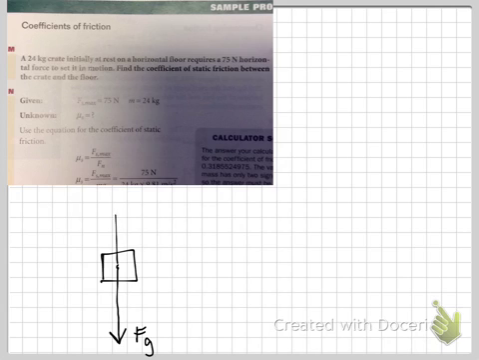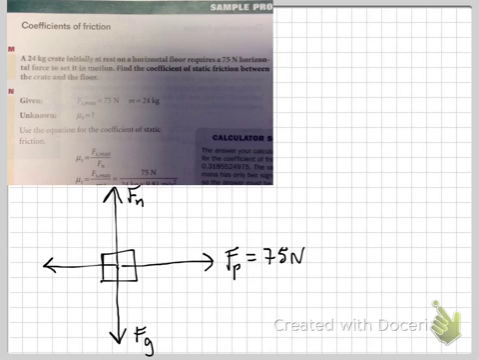F sub G, Fn, and we know that the force of the pusher to get it moving is 75 newtons, which means, what else do we know? That the force of static friction max is equal to what? 75 newtons. Or do we think it would? Well, yeah, it's negative 75 newtons, you're right.